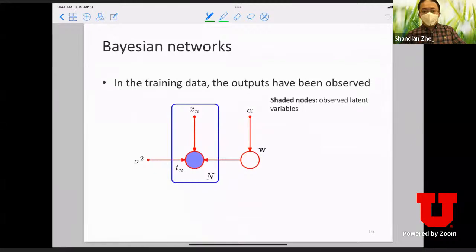Okay, so now for the training process, when we collect a bunch of training inputs and outputs, in our case, it will be pairs of Xn and Tn, right? In this case, the Tn, the output, has already been observed. So we use shaded nodes to denote the observed variables. That means our remaining task would be just to estimate the distribution of W, because right now only W is unobserved. But you want to infer W given these observed values Tn and also other constants.